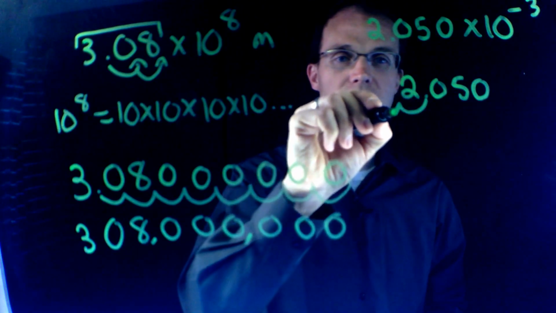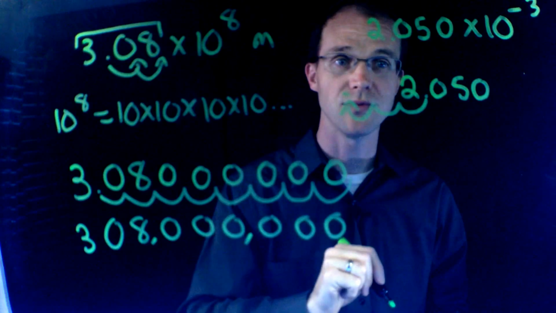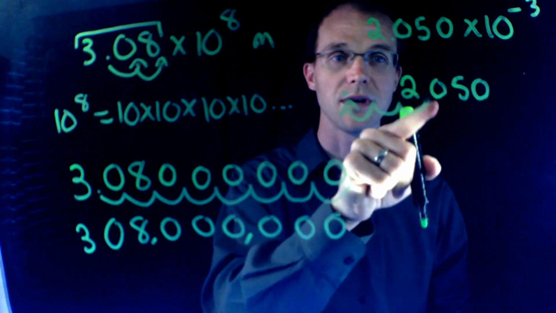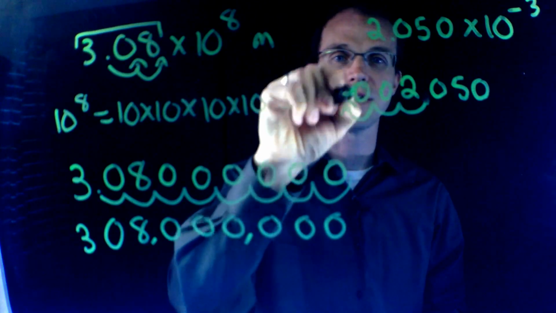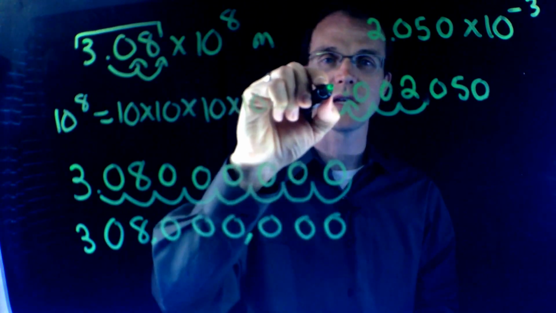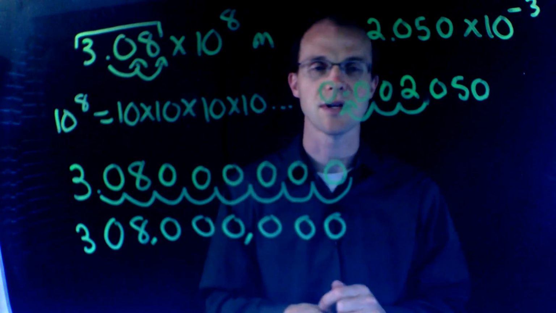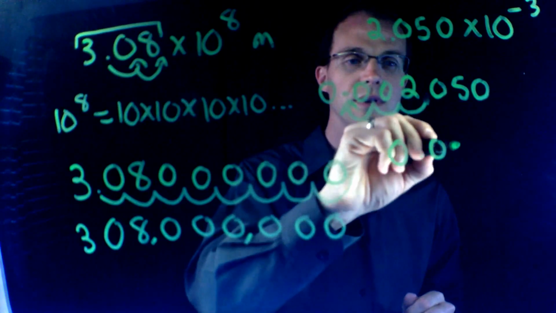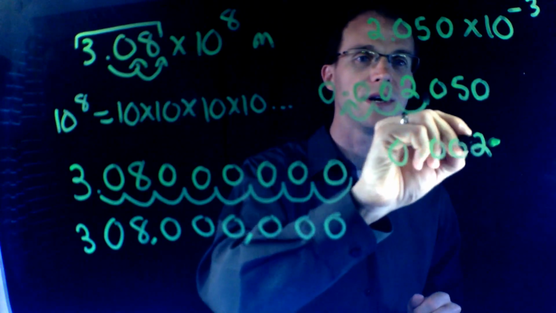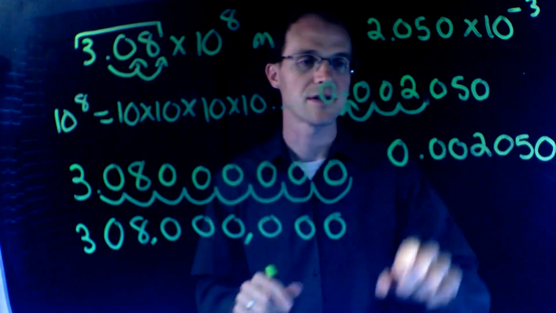I'm going to move the decimal point over 1, 2, 3. Now here, I actually do want to move the decimal point. I'm going to move it from here to over there. Any blank spots I need to fill in with zeros. I always like to have a 0 before a decimal point because it makes it clear that you're dealing with a number less than 1. And so we end up with 0.002050.